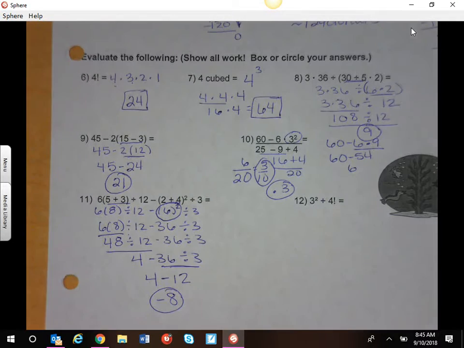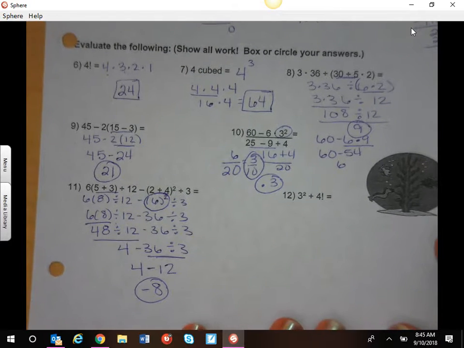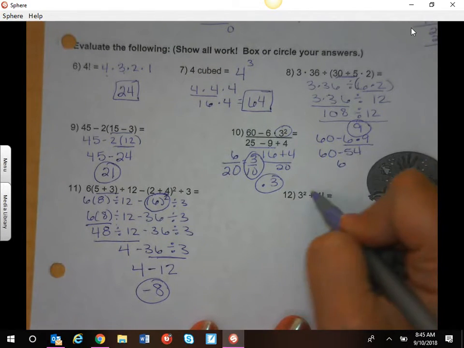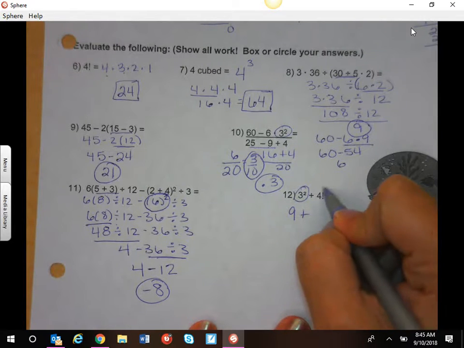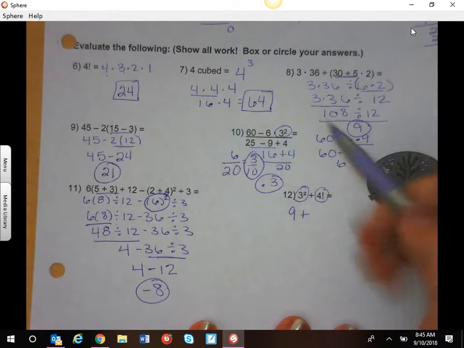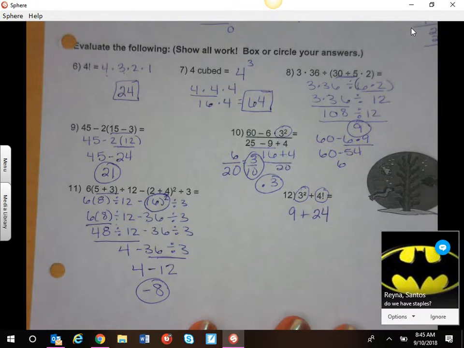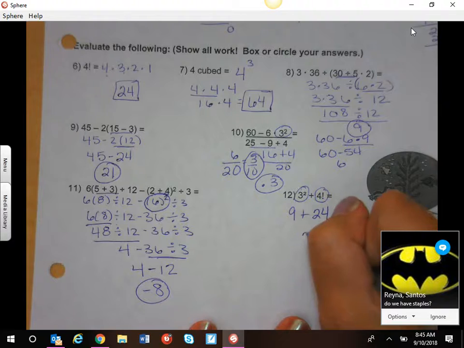And then number 12, exponents first. 3 times 3 is 9. Plus, we already did 4 factorial up here on number 6. So 9 plus 24 is 33.